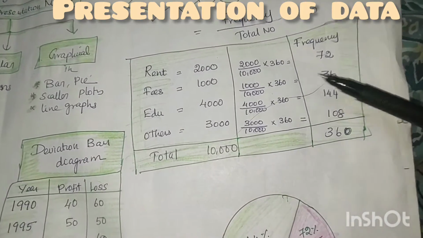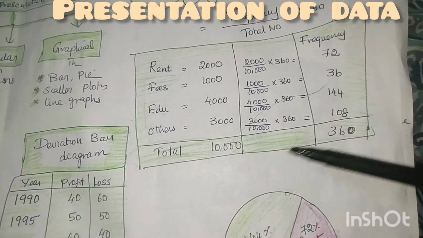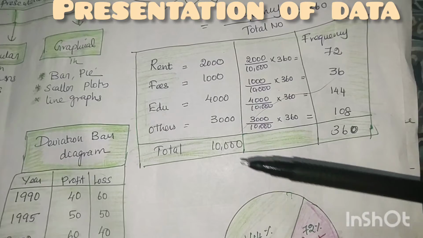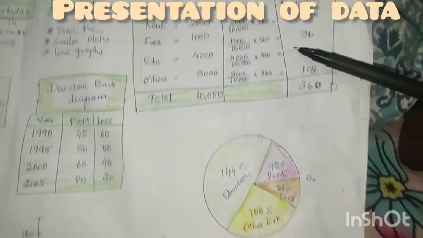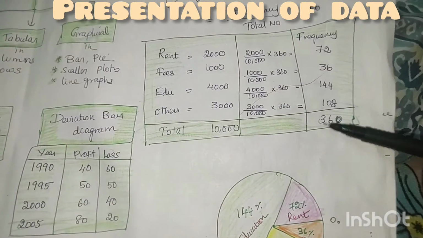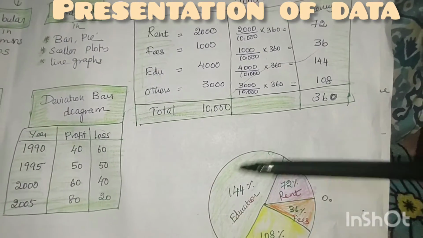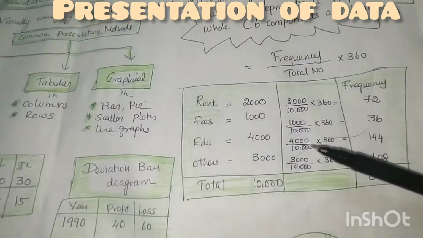So 36. Education, this one. You make it like this, and then whether you are correct or not, you check it. If this is the 360 and all these components are coming, the total must be 360, then you can draw this diagram. So this is the concept.